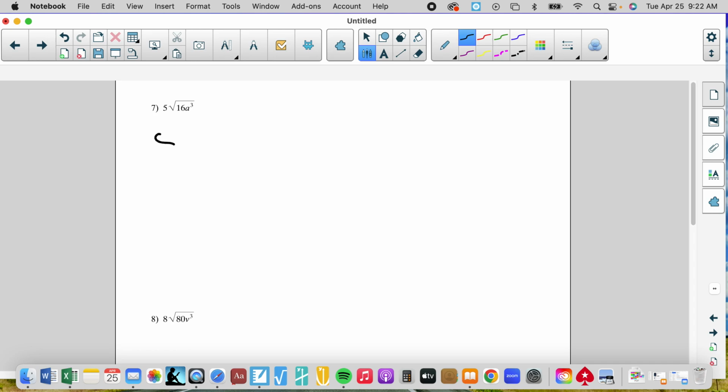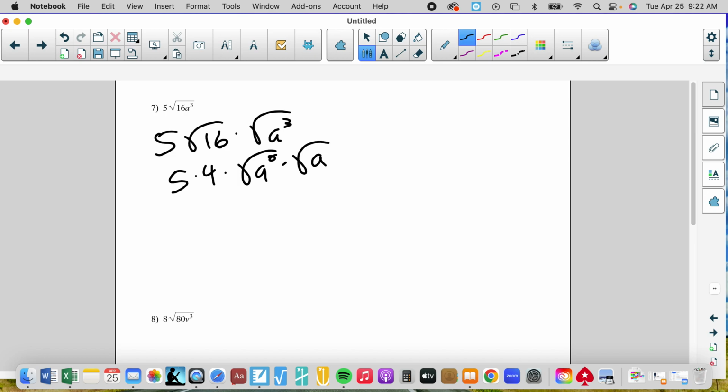We have 5 rad 16 times rad a to the third. 16 is a perfect square. A to the third, I'm going to break into a squared times a. And we get 5 times 4 times a times rad a, or 20a rad a.